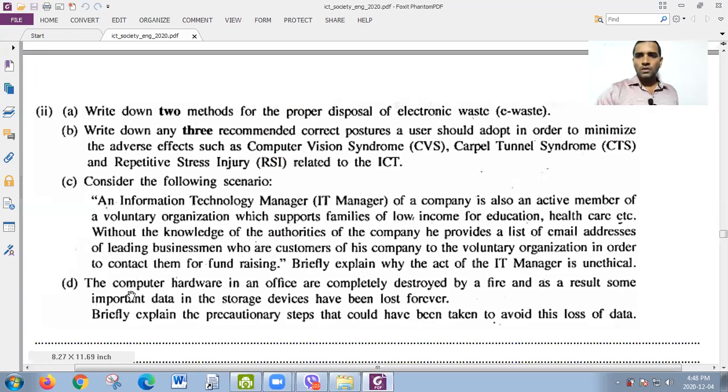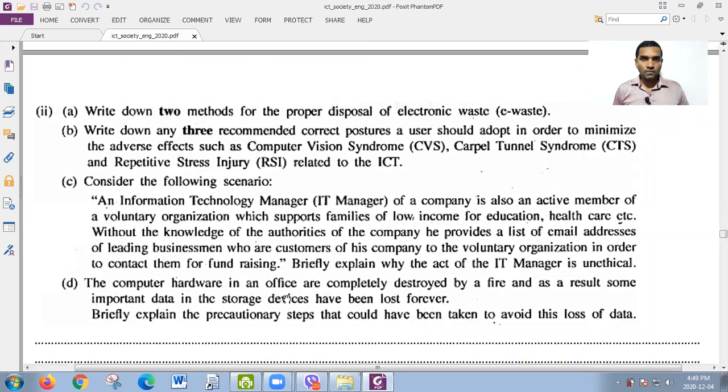The question is, briefly explain why the act of this IT manager is unethical. According to the question, it clearly states that his action is unethical, right? So we have to justify how. You have to say that without the permission of the customers, this manager cannot give any email addresses or any personal data to the businessmen or to the others. So you must mention one phrase. Remember that phrase. You have to mention that this can affect the privacy of these customers.